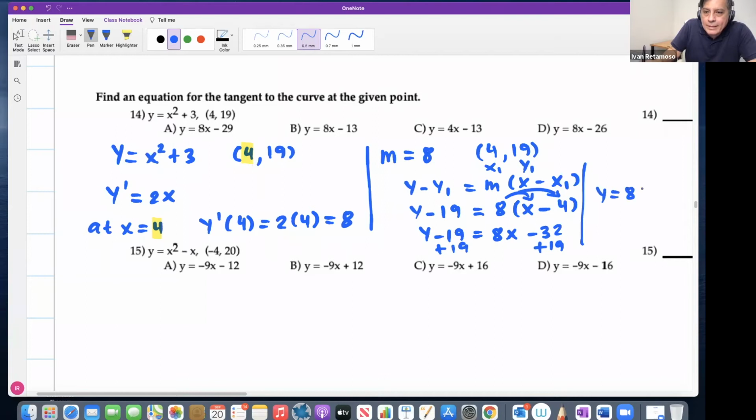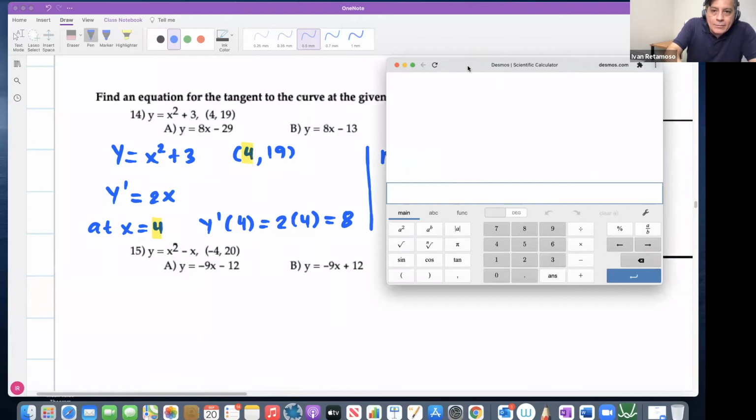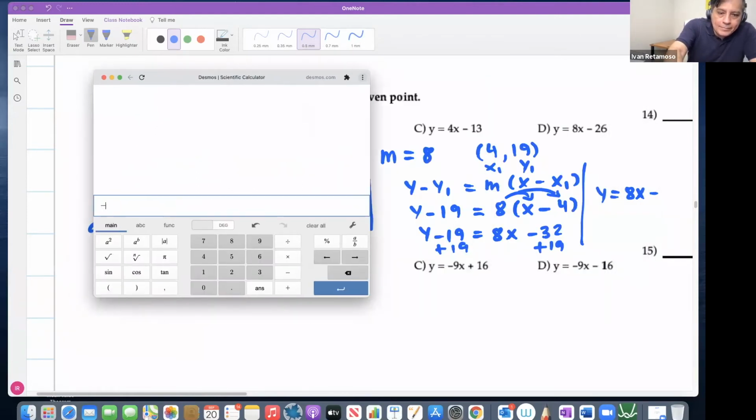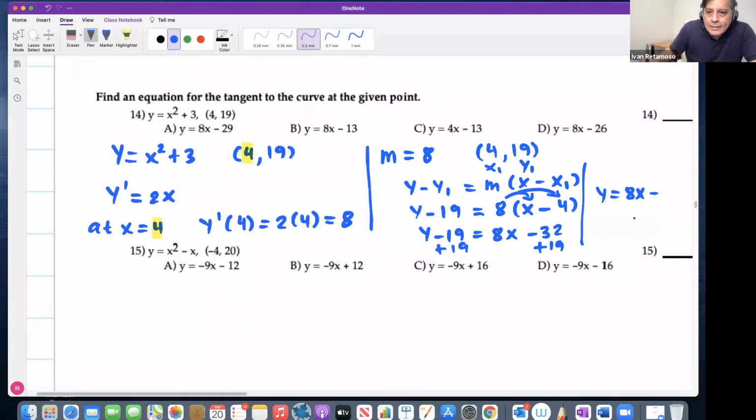Y equal 8x minus, if the numbers are not friendly, guys, always use your calculator. Minus 32 plus 19 is just minus 13, right? Minus 13, so minus 13 here. So, which is telling me that the answer should be this guy, right? Yeah, very good. Can you try number 15? And then we will move on. Try that, please. And then we will move on.